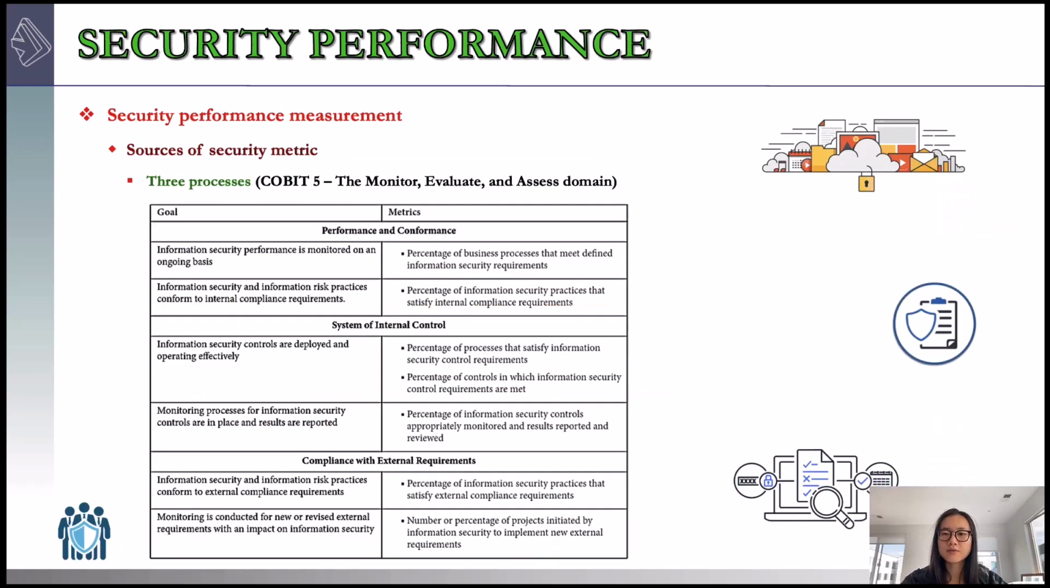A security officer or a group responsible for developing a set of metrics for security performance assessment relies on several authoritative sets. As we learned in Chapter 1, COBIT 5 organized the techniques used to achieve effective security into 5 domains and 37 processes. In particular, the Monitor, Evaluate, and Assess domain is closely related to security performance measurement.